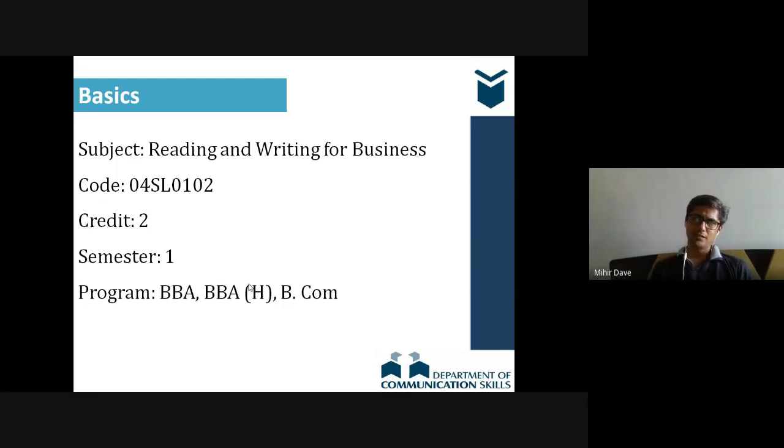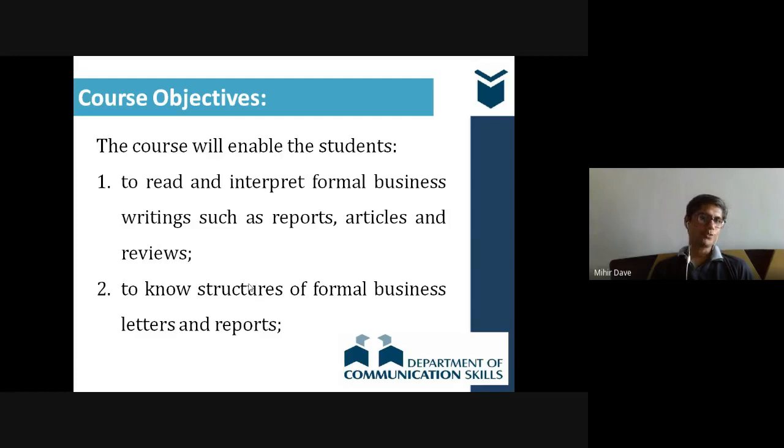Two credits means the number of lectures. If there are 2 credits, that means there'll be 2 lectures per week of this subject. It is in semester 1, and the same syllabus and electives are offered in BBA honors, BBA regular, and BCom classes. So now let's look at some of the objectives. What are the objectives of this syllabus? Have a look at it.